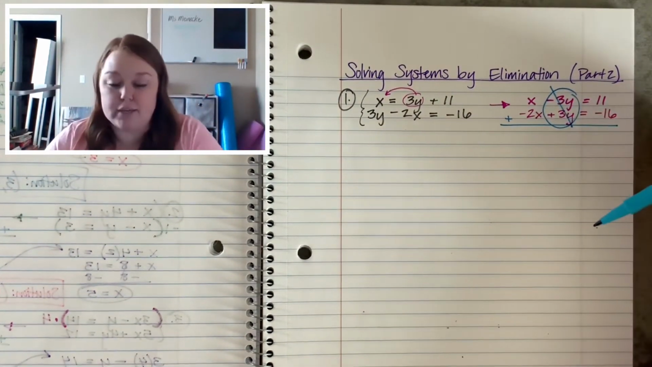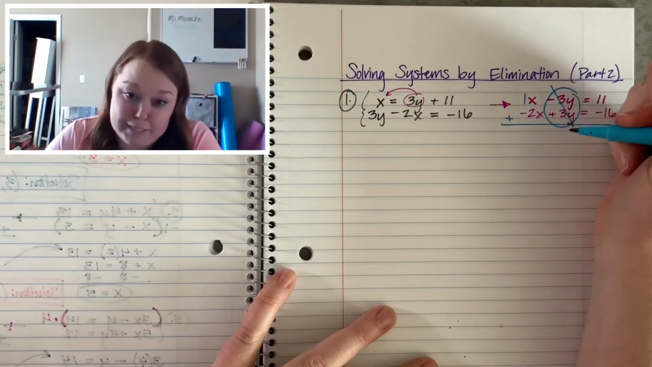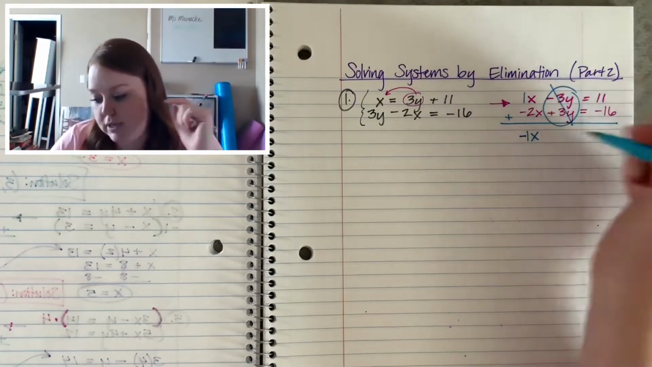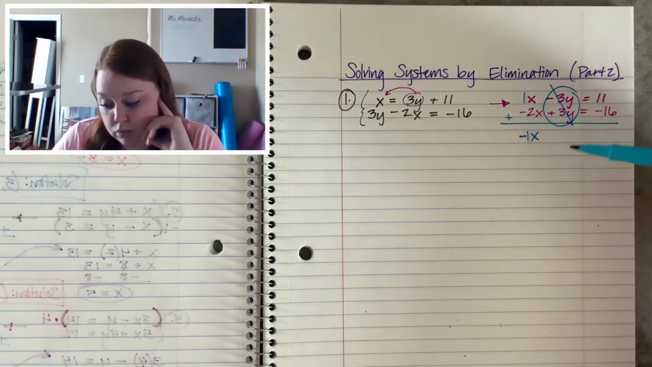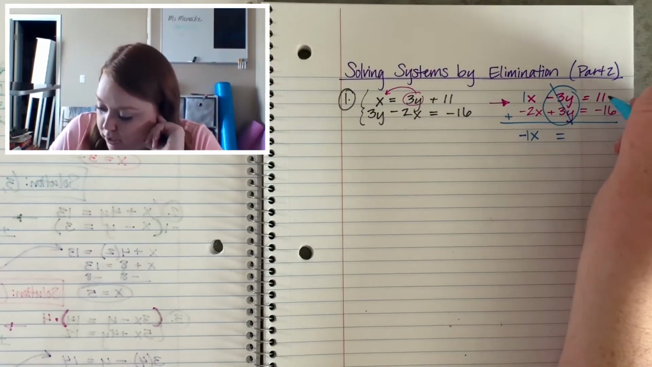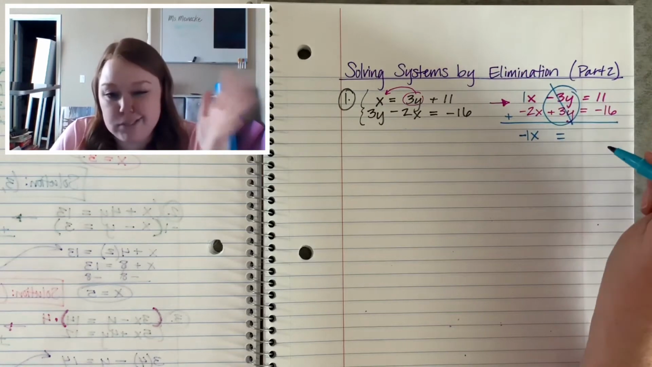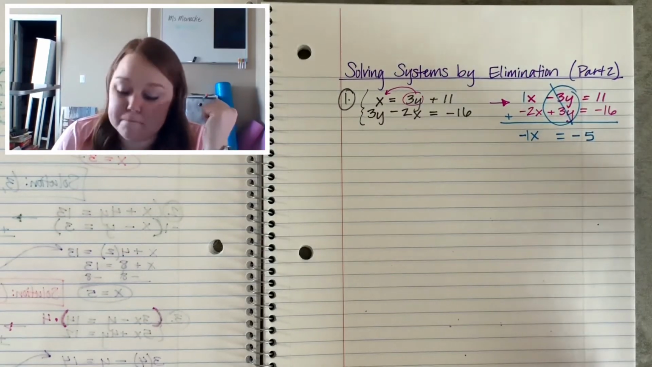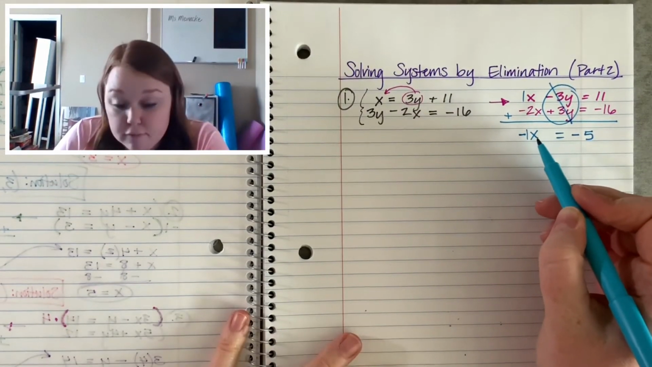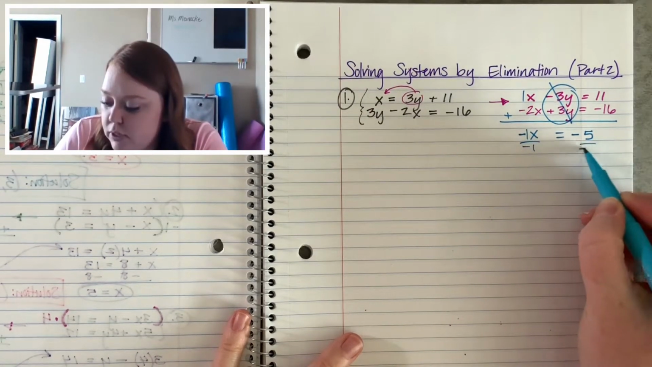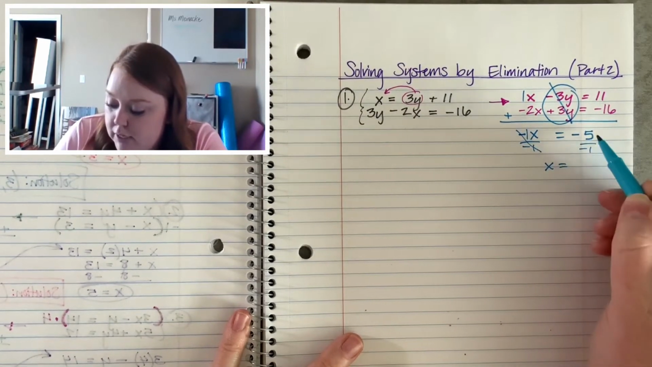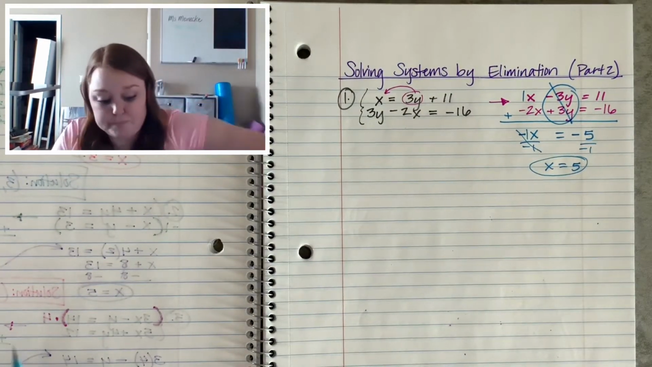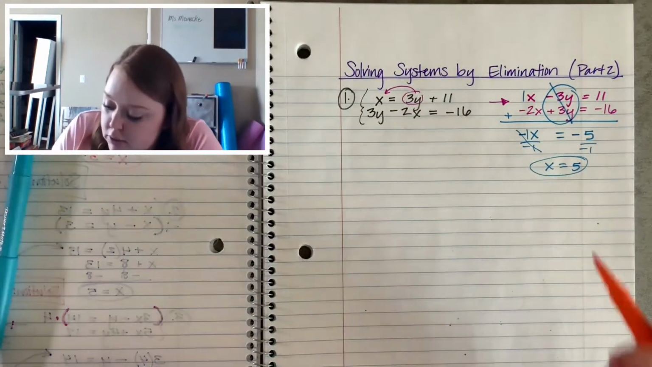x plus negative 2x. It's the same thing as just 1x minus 2x. You're going to get a negative x, okay? If you want to write it as negative 1x, totally fine. 1 minus 2, negative 1. Drop down my equal sign, 11 plus negative 16. Same thing as 11 minus 16, which is negative 5, okay? We want x isolated. We want to solve for x. So we divide by whatever's attached to it. Negative divided by negative, positive. x equals 5. Cool.